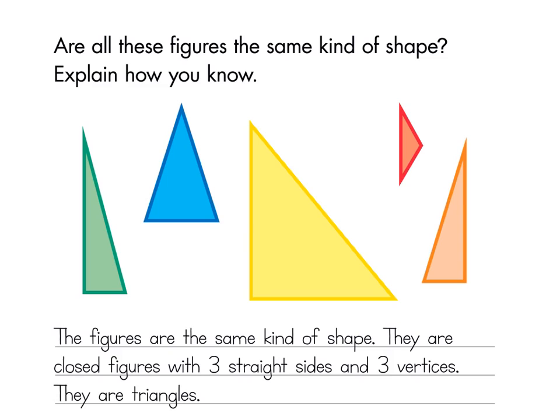Listen for some of these students to point out that the shapes have different colors, sizes, and position, but all of them are triangles. These students understand that two-dimensional shapes have some attributes that define them, such as the number of straight sides and vertices. They also have other attributes, such as color, size, and position, that do not define what shape they are.